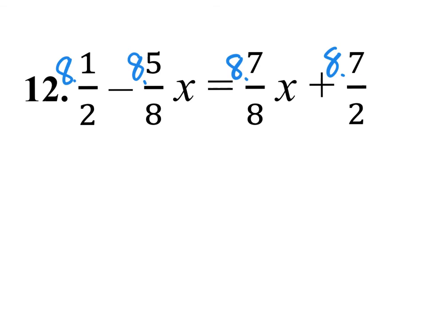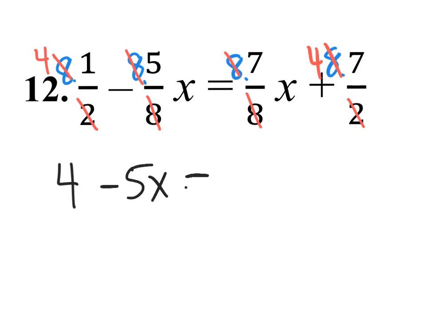8 divided by 2 is 4. Over here, 8 divided by 8 cancels out, it's 1. 8 divided by 8 cancels out, it's 1. And 8 divided by 2 is 4. So what do we have left? We have 4 times 1, which is 4. What else do we have? Well, that canceled out, so you really have just minus 5 with an x. That's right, minus 5x. We have the equal sign.